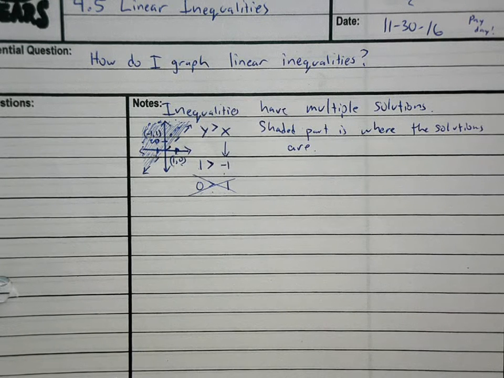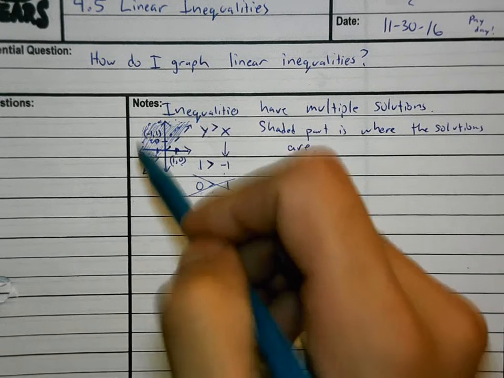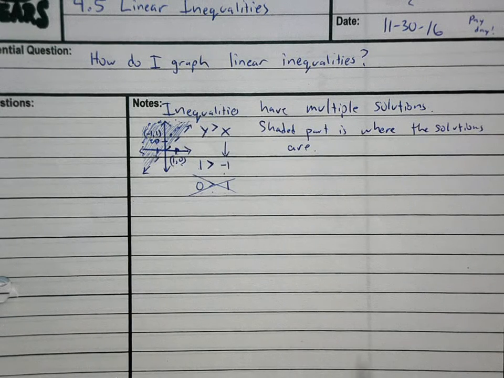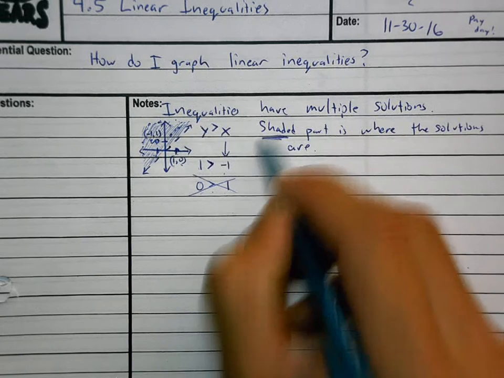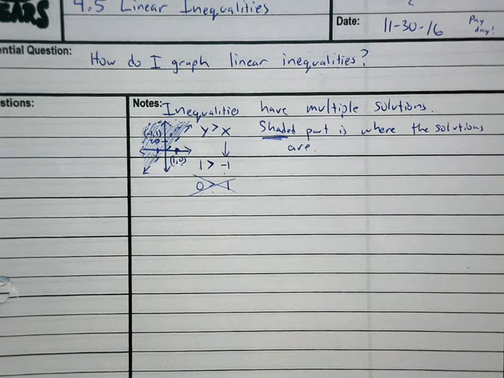So you have a 50-50 shot when you are graphing, and that's what we're going to work on today. We're going to work on how to graph. But the first thing I needed you to know is that these have multiple solutions. That's why we shade. The shaded part is where the solutions are.